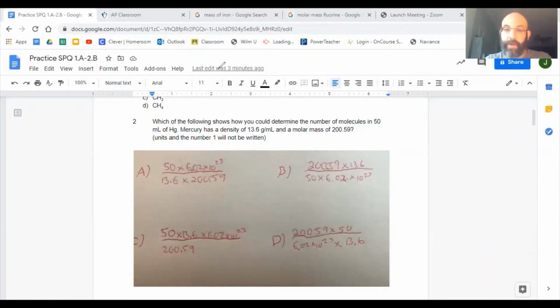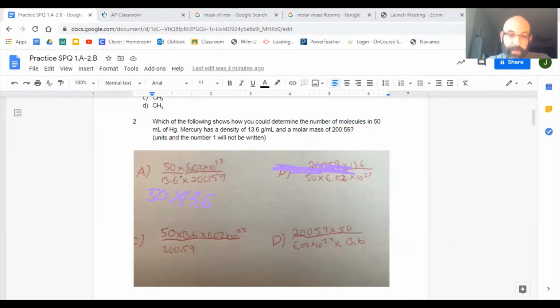But you kind of want to think, what are we going to start with? We're going to start with 50 milliliters. We need to start with that. That's our starting amount. And if we look at B already, 50 is not up top, so it can't be B. Right? So we want to start with 50 milliliters, and then we have to go from milliliters to mass, so we have to multiply it by its density, which is 13.6.